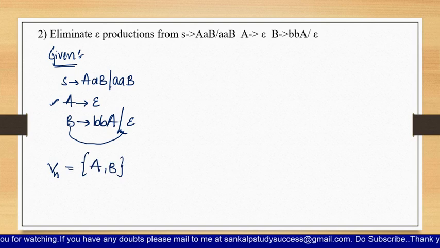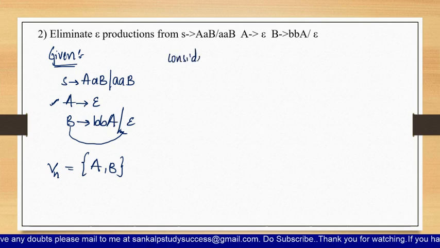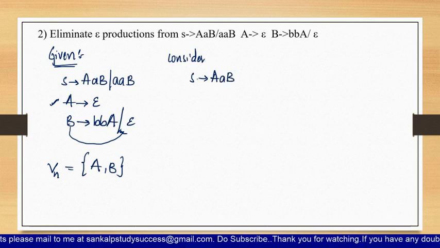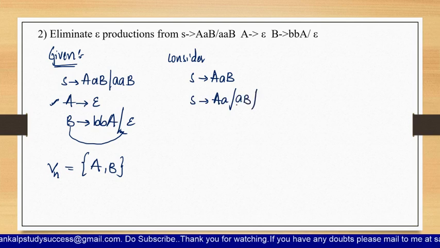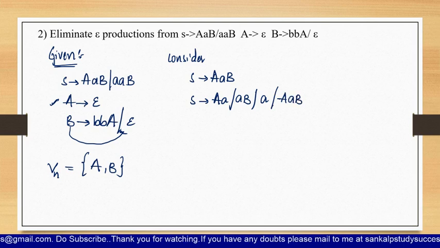Correct? Now let us substitute these nullable variables A comma B in some other production and check whether they are going to get epsilon or not. So now let us consider S tends to capital A, small a, and capital B. Now if you substitute epsilon in the place of B, then you get S tends to capital A and small a. If you substitute epsilon in the place of capital A, then you are going to get small a and capital B. If you substitute epsilon in both the places, then you are going to get only small a. Or our production as it is, capital A, small a, and capital B. So these are the productions which we get for S, correct?